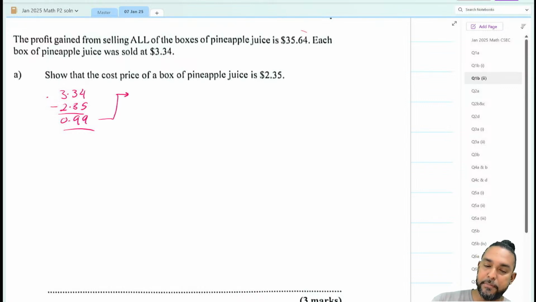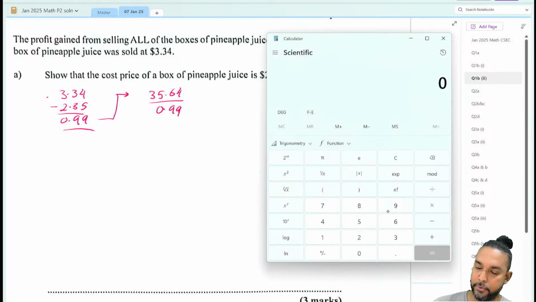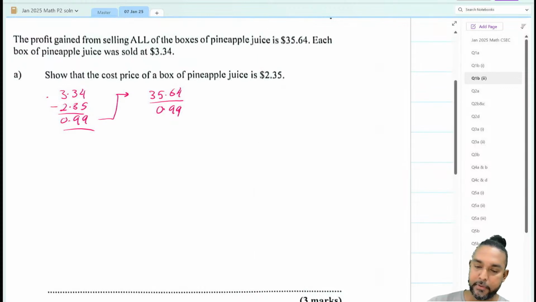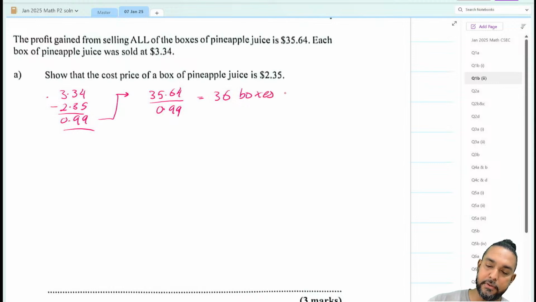And if the total profit made from selling all was $35.64, if you take 35.64 and divide by 0.99, you'll get 36. Sorry, I should have made that 9 a little more 9-ish. So 35.64 divided by 0.99 is exactly 36. Lovely. So it means they sold 36 boxes of pineapple juice. And if you take 36 and divide by 3, it means you sold 12 cases.